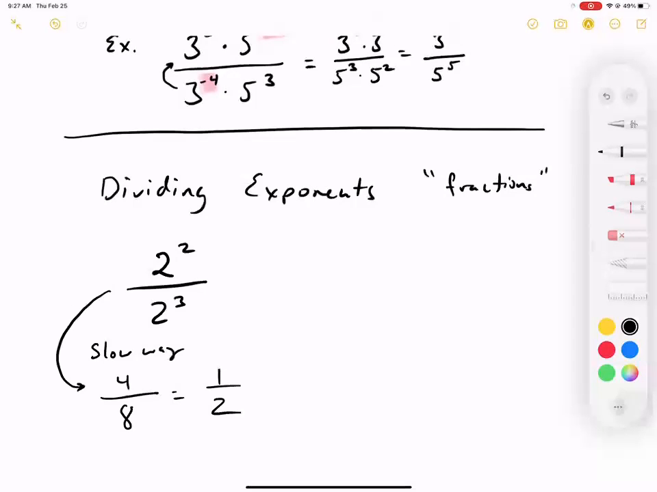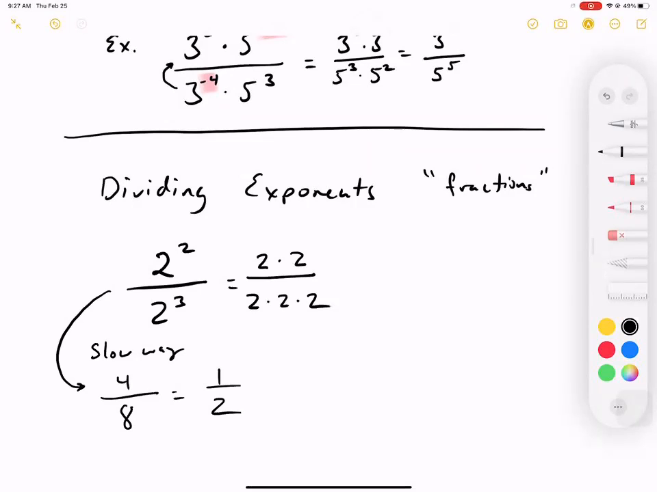Now, I'm going to do this our kind of advanced way here. I'm going to do this a couple different ways. Now, here is the slow way. We have 2 2's on top, and we have 3 2's on bottom.